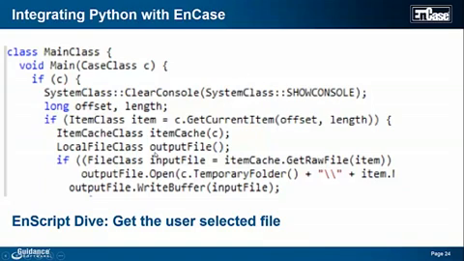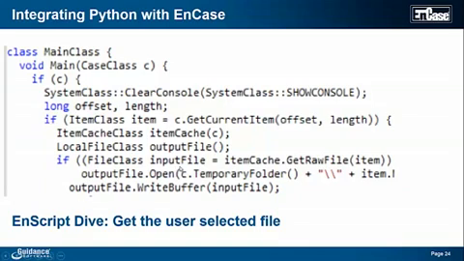The next thing that's going to happen is we're going to create a file that we're going to transfer over. So what we have to actually do is copy the file from EnCase into a temporary directory, in a temporary folder, and then write that as the output file that we're going to provide to Python.